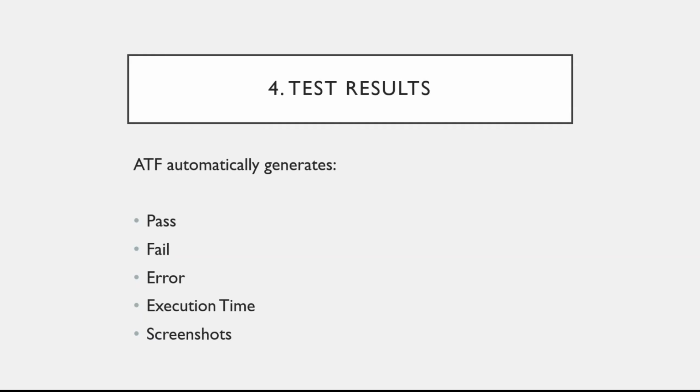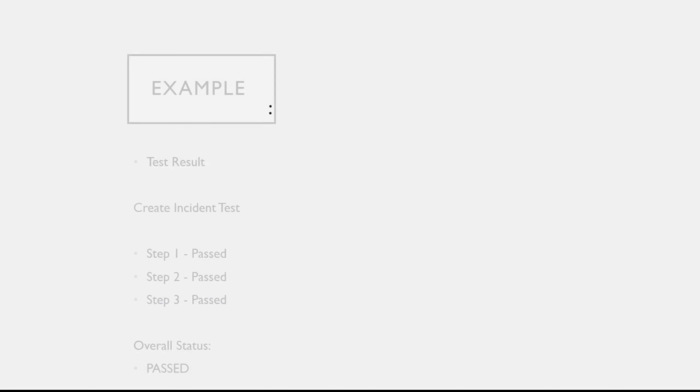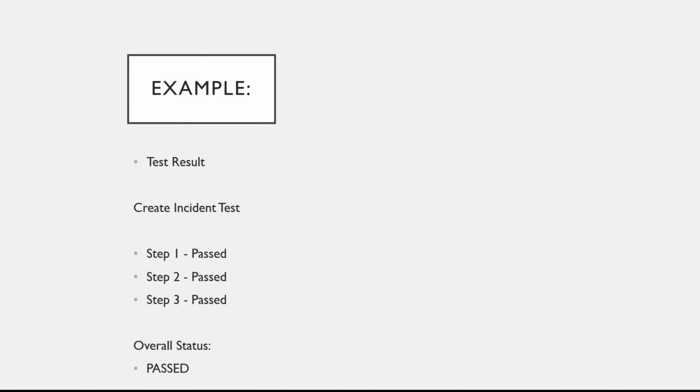And the test results in ATF are automatically generated. It can be pass, fail, or error, or execution time with the help of screenshots. For example, take the create incident test result: if step 1 is passed, step 2 is passed, step 3 is passed, then the overall result will be passed status.